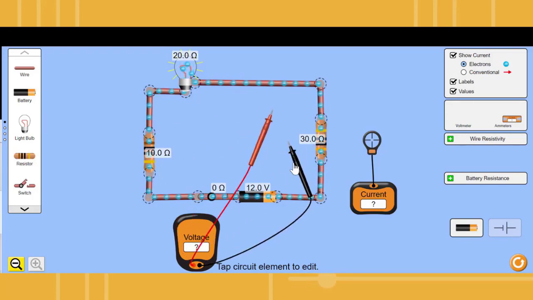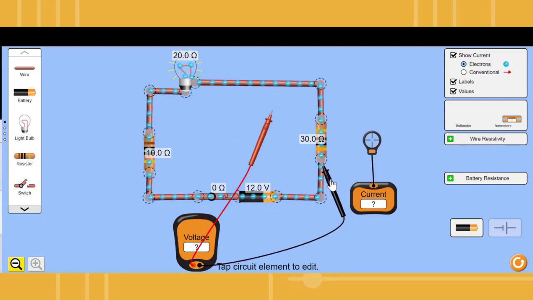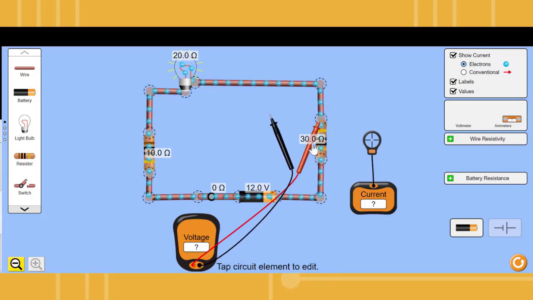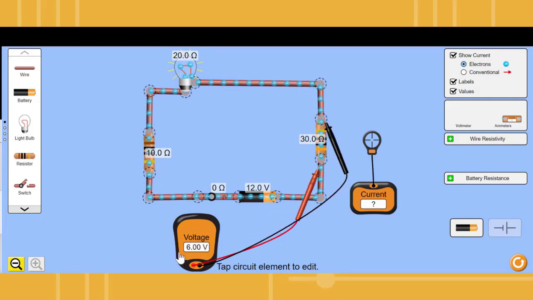30 ohms is the largest resistance in the circuit, so we would expect the biggest voltage drop. And we have a negative number, which means I put the meter on backwards. So I'll switch that around. And there's the 6 volts that dropped.